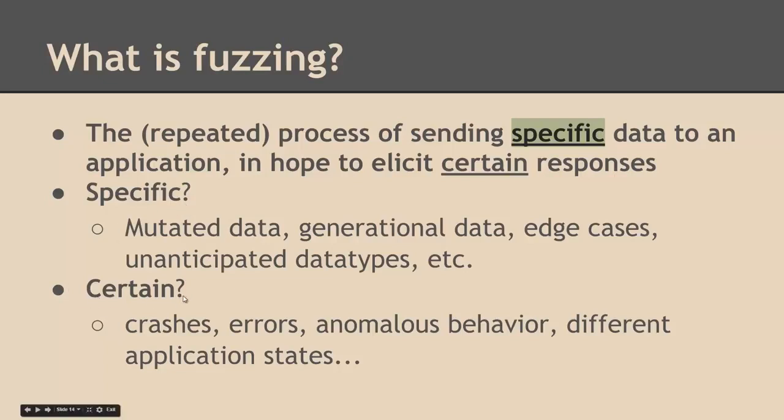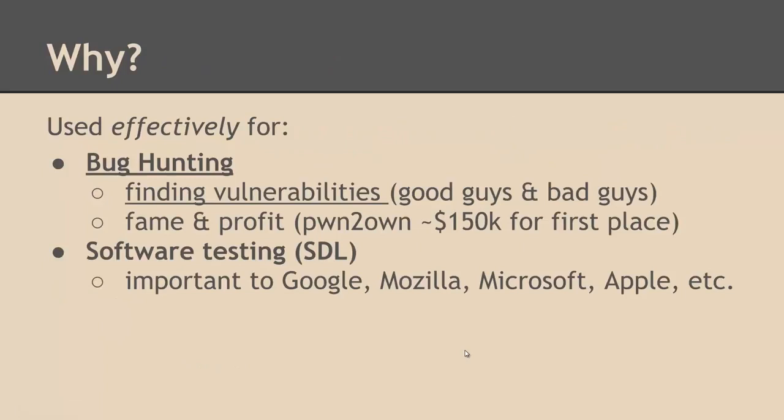Now, the certain responses primarily involve crashes or other forms of easy to catch errors. Anomalous behavior is very difficult to find, and finding invalid application state transitions is a bit more difficult as well. It requires some editing of the application source or infrastructure. Now, fuzzing is used very effectively for bug hunting, but also inside basically every major software organization and company in their software testing and their secure development lifecycle.